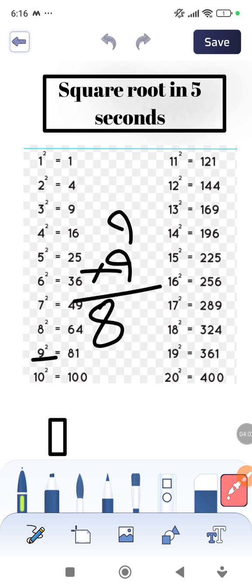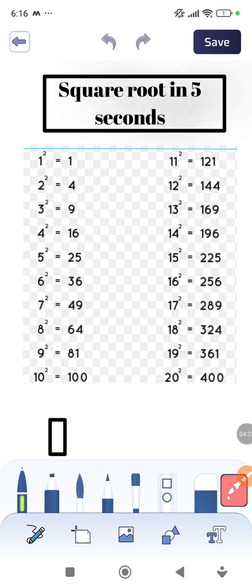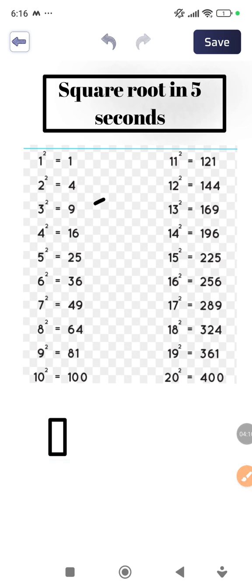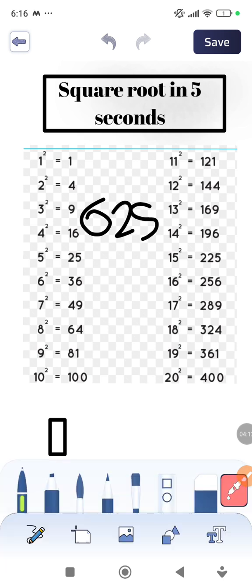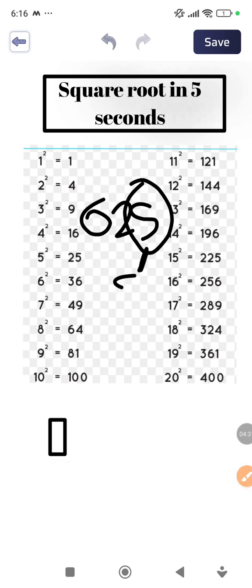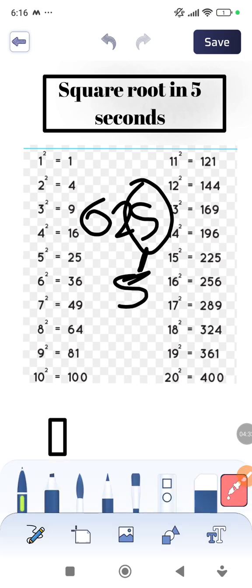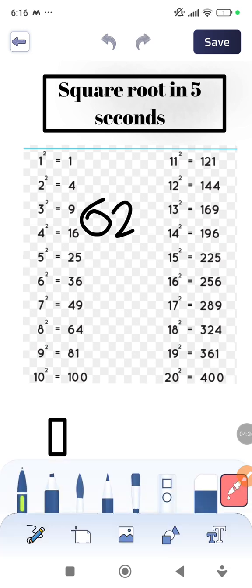Okay, now let me give you an example. For example, there is a number, 625. Now looking at the end digit, we can tell that the ending 25 gives the digit 5. So the number whose square this is, or the square root of 625, whatever that number is, also ends with the digit 5. We are very sure in the case of 5.